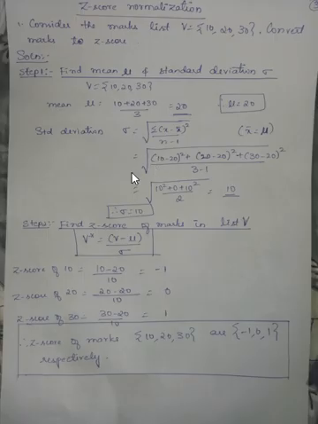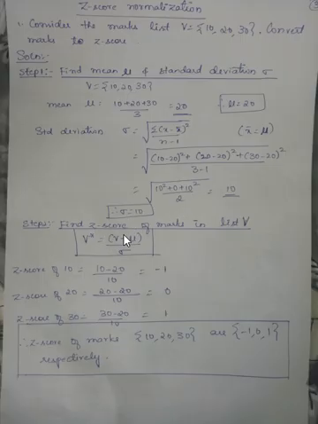So first, square root of the numerator would be 10 minus the mean 20 the whole square, plus 20 minus 20 the whole square, plus 30 minus 20 the whole square, divided by n minus 1. How many values do we have in V? 3. So 3 minus 1, if you calculate, you get the standard deviation as 10. So standard deviation represented as sigma is equal to 10.